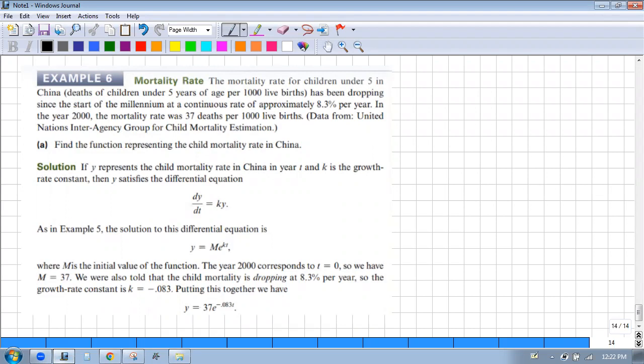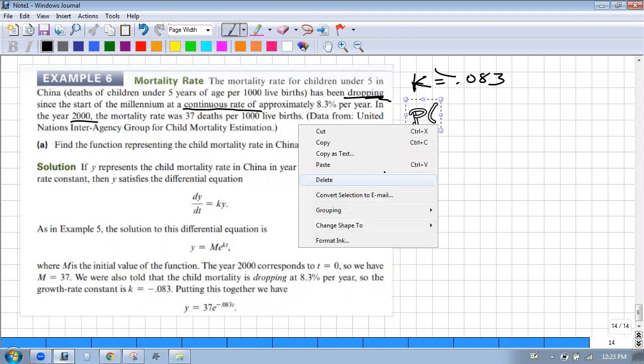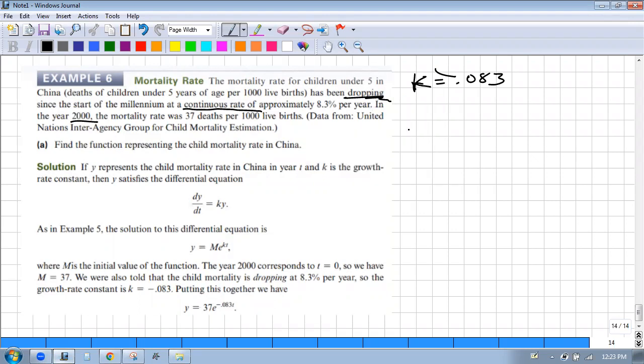All right, the mortality rate for children under 5 in China, deaths of children under 5 years of age per 1,000 live births, has been dropping since the start of the millennium at a continuous rate of approximately, I should use K, 8.3%. And since it's dropping, we need to have a minus sign there. In year 2000, we're going to say the population, I don't want to use P here. What letter? They just use Y. Okay, fine. Y is going to be our population at year 0, which is 37.